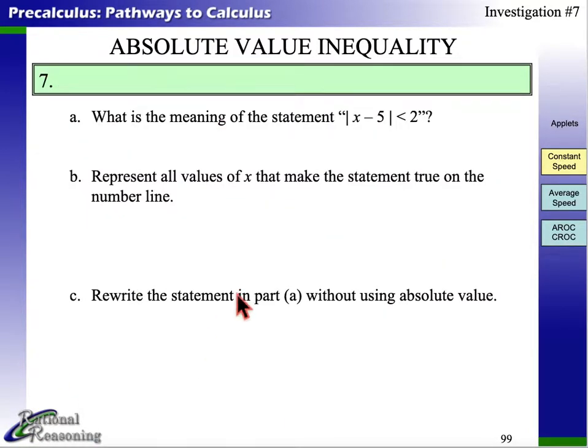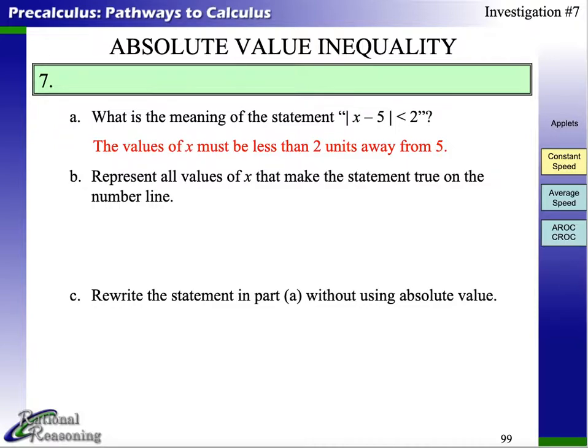Okay, so what's the meaning of |x - 5| less than 2? Think about it. It means all the values of x that are less than 2 away, not equal to 2, just simply less than 2 from 5. And again, the absolute value is always there because of distance, so this is distance away from +5. The values of x must be at least 2 units away from 5.